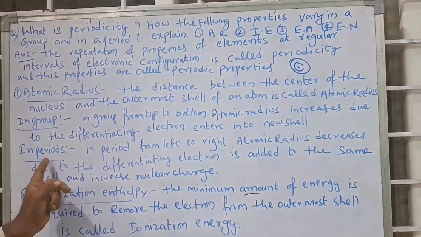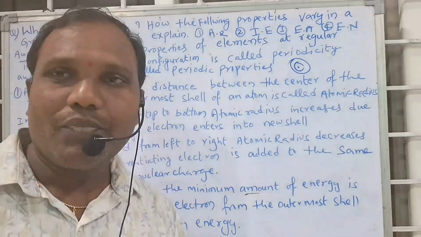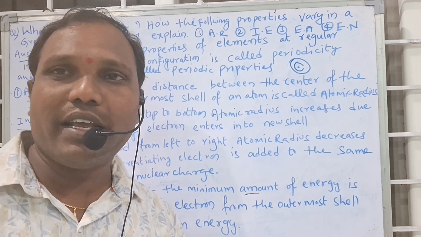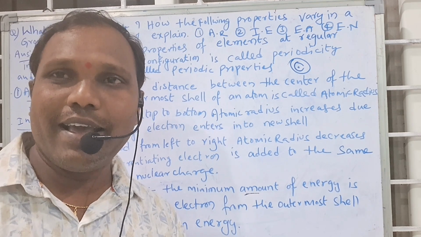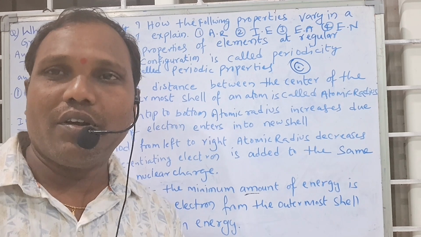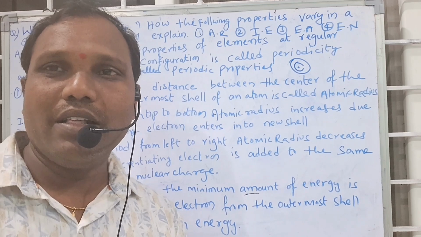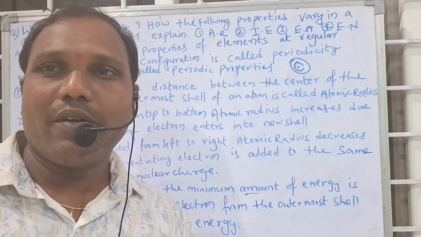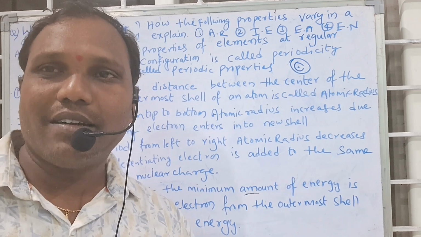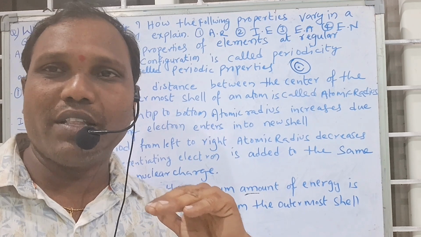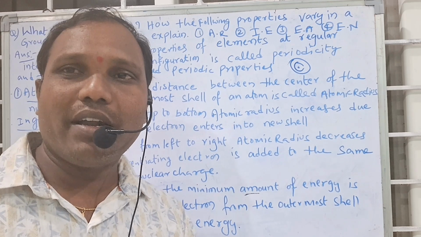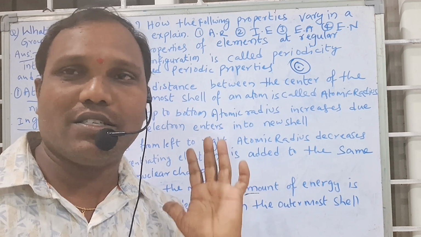In periods, from left to right, atomic radius decreases. This is due to the differentiating electron entering the same shell and increasing the nuclear charge. If you take the second period, lithium to neon, what happens? 2s1, 2s2, 2s2 2p1 and so on. Here the differentiating electron enters the same shell and increases the nuclear charge. That's why atomic radius decreases in periods from left to right.